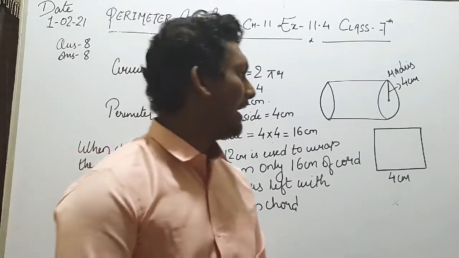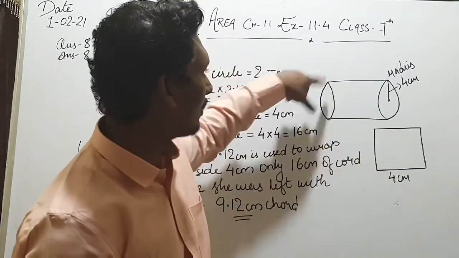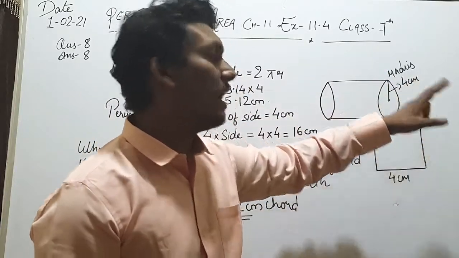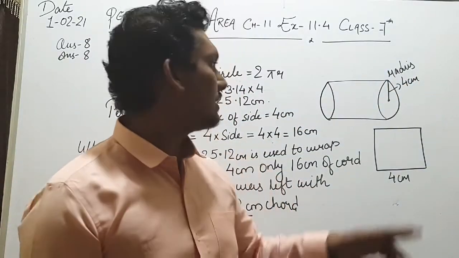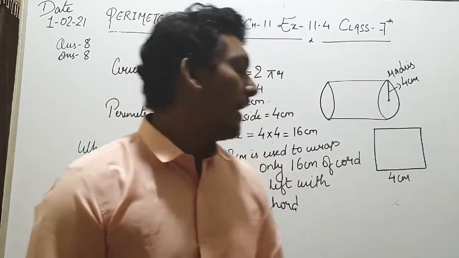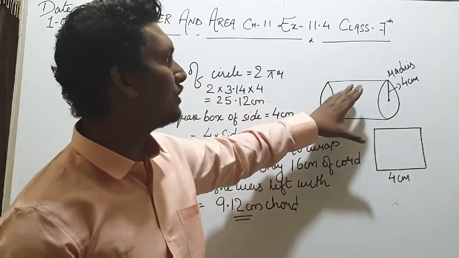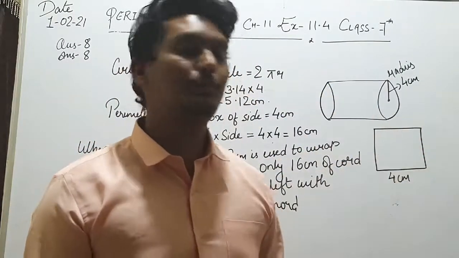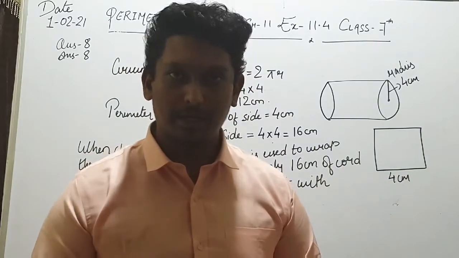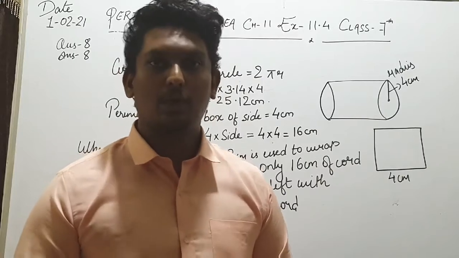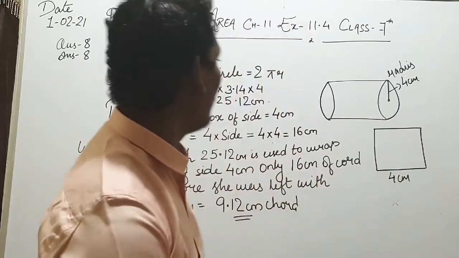Pragya wrapped a cord around a circular pipe. This is a circular pipe whose radius is 4 cm. After wrapping, she cut some length. That is not mentioned, that is not given there, right? And the same cord, she is again using to wrap the square box of side 4 cm. So we have to find out whether she was left with any cord or not.